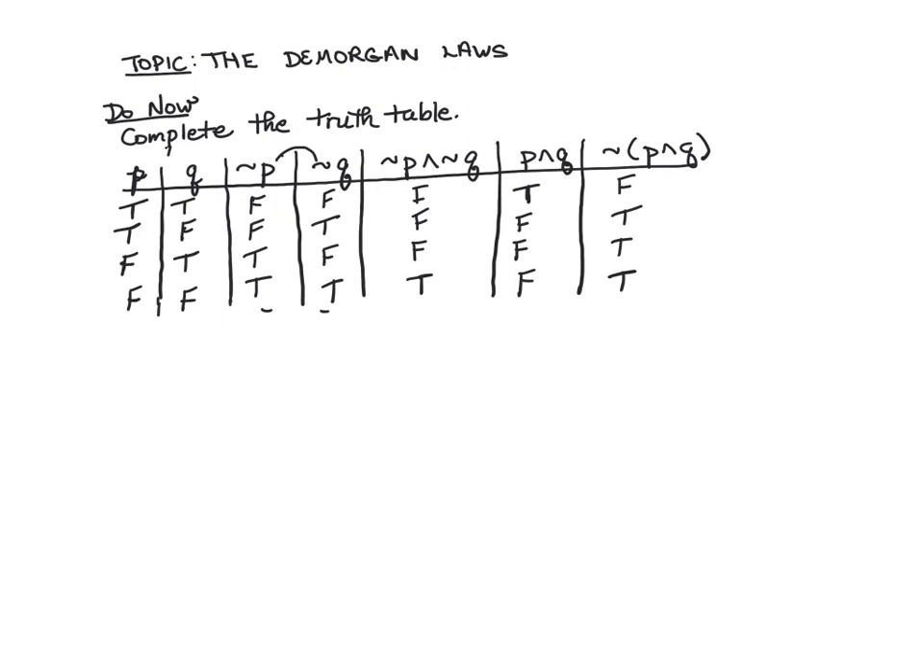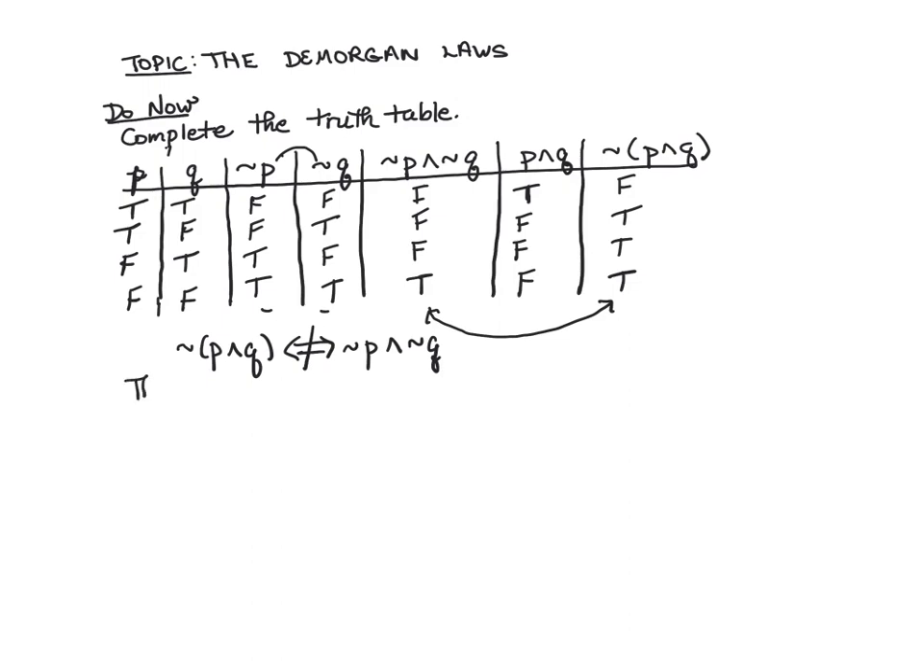Let's compare this column to this column. Are those two statements logically equivalent? No, their truth values do not match. So we could say that the negation of P and Q is not logically equivalent, I'll put a slash through it, the negation of P and the negation of Q. And what mathematical property does that look like? It looks like the distributive property of the negation over the conjunction.